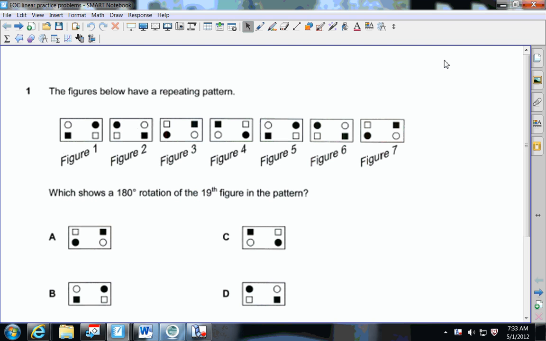Okay, if you look at this problem right here, it says the figures below have a repeating pattern, which shows a 180-degree rotation of the 19th figure. One of the things I see immediately is that this is going to be a two-step process, because the first thing we have to do is find the 19th figure. Then you've got to rotate it around 180 degrees.